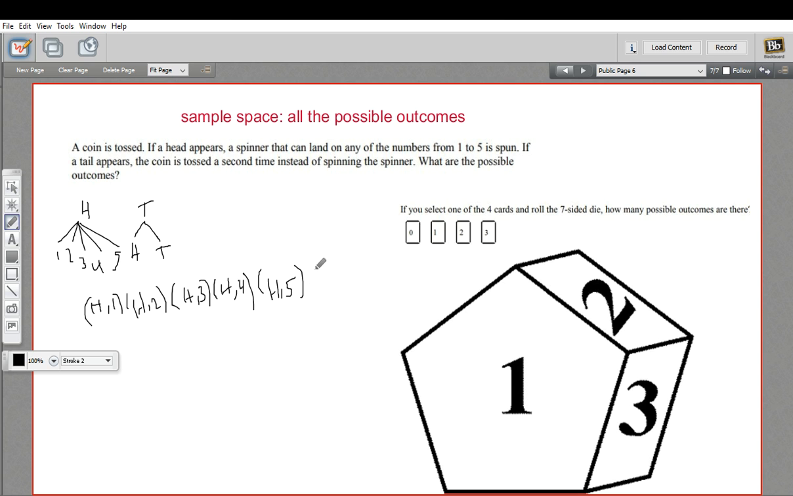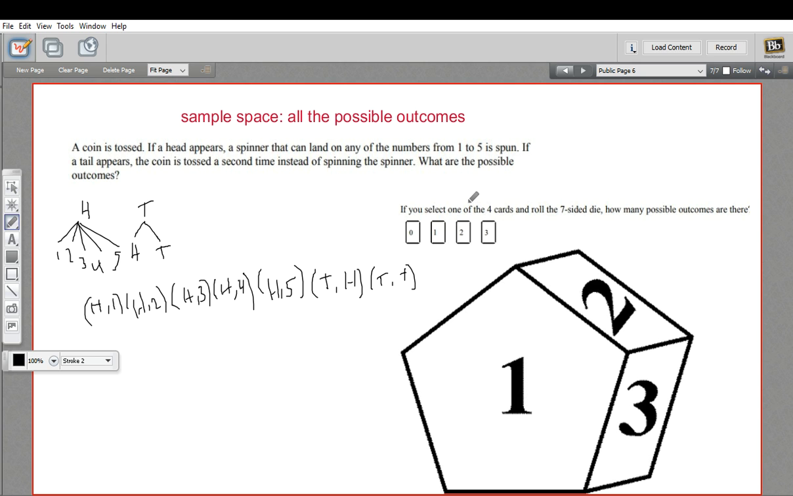And it's possible to get a tail and then a heads, or a tail and then a tail. And those are all of the things that could happen. So this is our sample space. All right, let's look at one more problem regarding sample spaces.